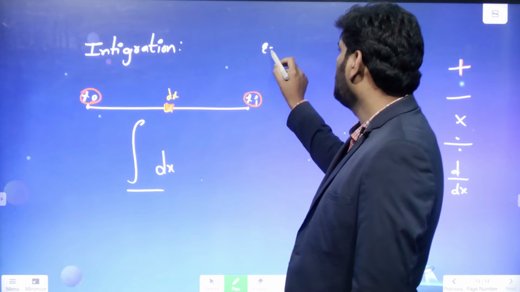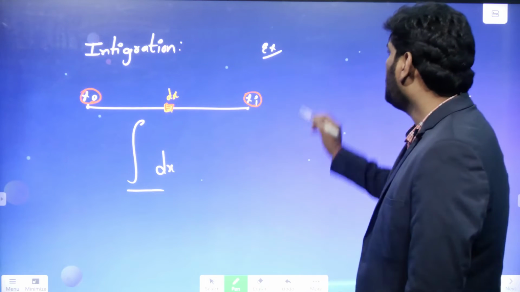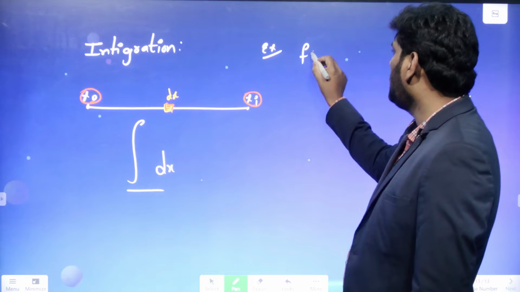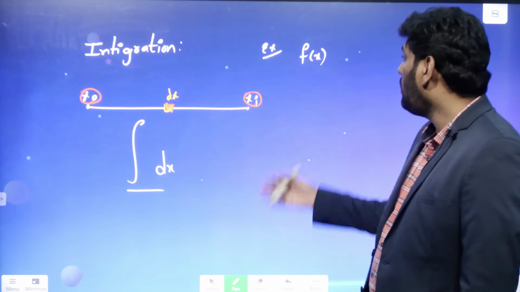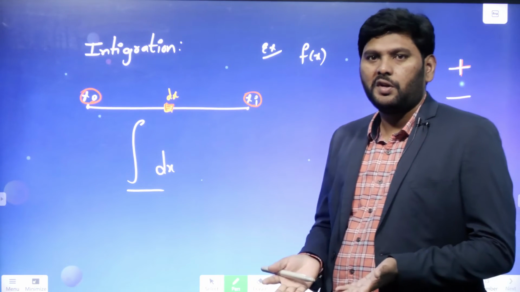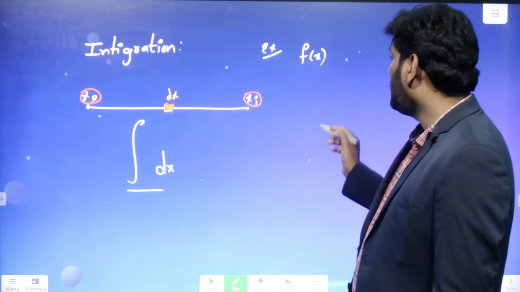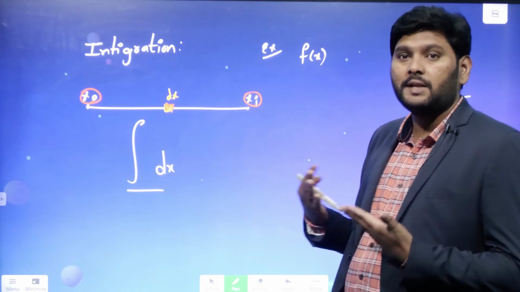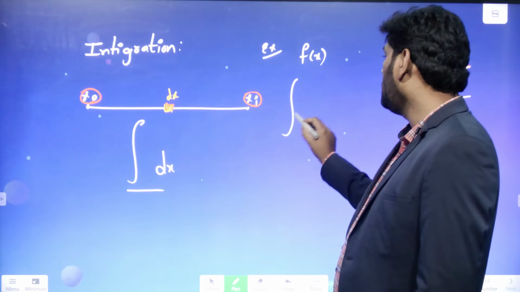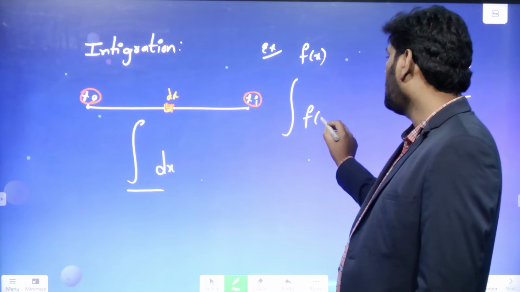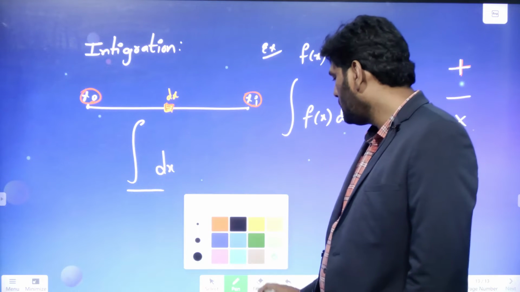I'm taking the symbol to show how to use this operator. Look at here. I'm taking a function f of x. What is the function? F of x. Now I wish to do integration for this f of x. So for that, how to write this, how to use this symbol here, you will take integral f of x into dx.